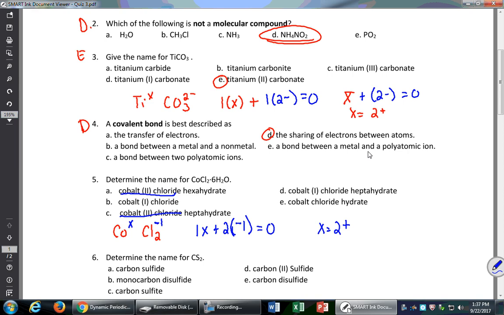So the difference between A and C is our hydrates. We have 6 waters, so we have to show that with our prefix. 6 is going to be hexa, so it's going to be A. And again, you can remember the difference between 6 and 7. 7 is hepta. 6 has an X in it, hexa has an X in it. So a good little trick to remembering that one.